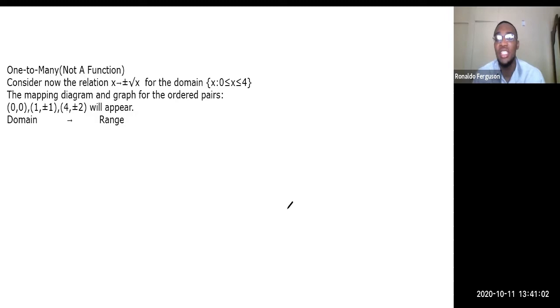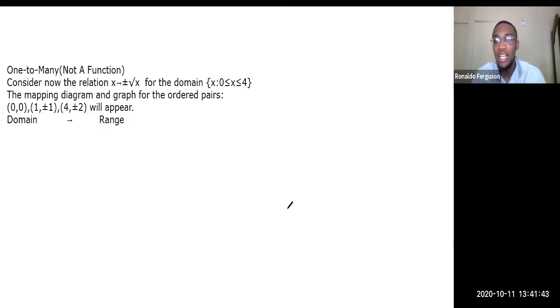And as the name suggests, one to many, it basically states that one element in the domain maps to more than one element in the range. So one thing in our domain maps to 2 or more things in our range, right? All right, so just to put it in layman's terms, one element in the domain maps to more than 1 element in the range. And so this is known as a one-to-many relation, and a one-to-many relation is not a function.